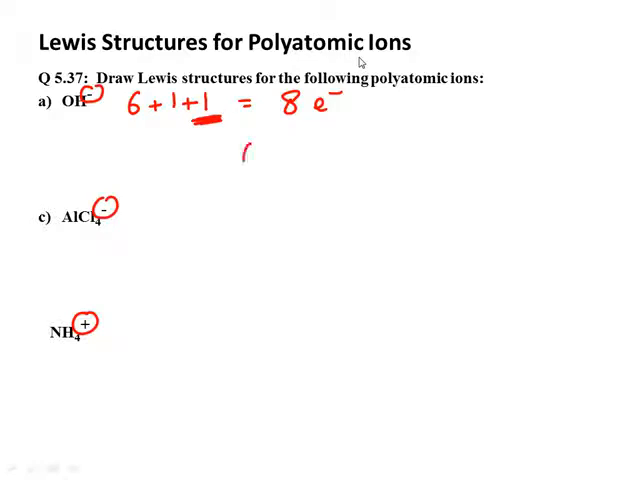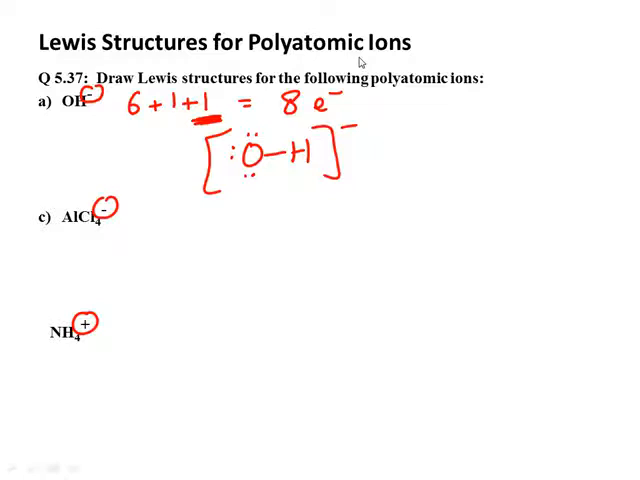In other words, oxygen connected to hydrogen. We've used up 2 electrons, 6 left. Hydrogen does not need any extra. It can only take 2, can have only 2. Oxygen, however, did need 6 more, and here is the structure.